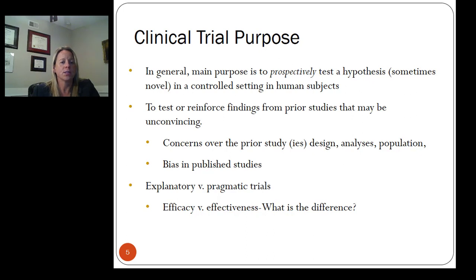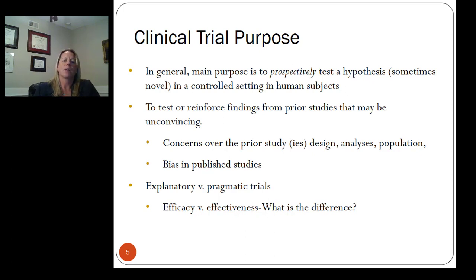In general, there are two kinds of clinical trials. In principle, the first would be an explanatory trial, and here our goal is to evaluate the efficacy of the intervention in a controlled setting among a group of individuals who meet very specific inclusion-exclusion criteria. So an explanatory trial has great internal validity, but may not have a vast external validity or generalizability.